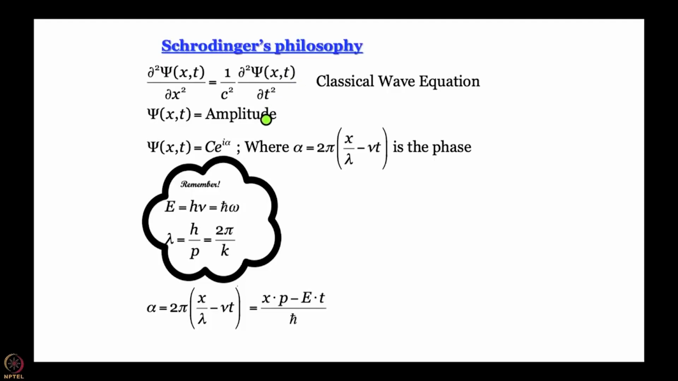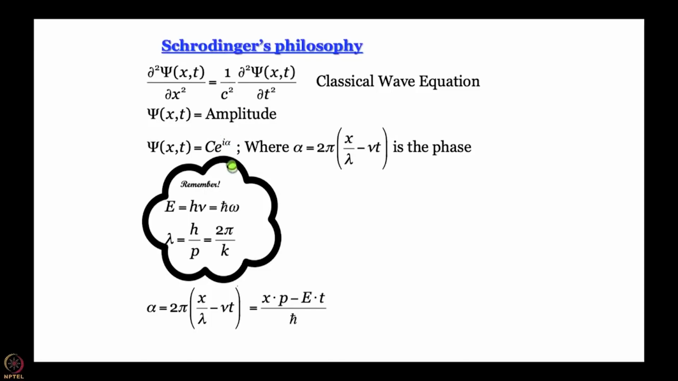So, what we are saying, and this is something that is established in classical mechanics, is that the second derivative of this space and time dependent amplitude, which is also called the wave function, with respect to space, is equal to 1 by c square multiplied by the second partial derivative of the amplitude or wave function, which is space and time dependent, with respect to time.